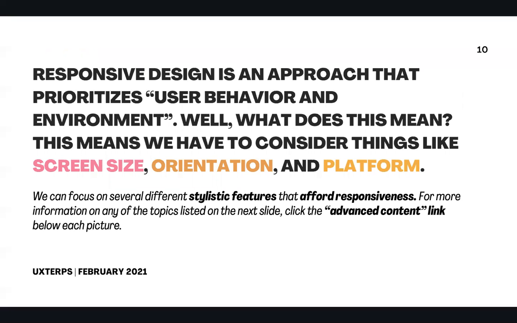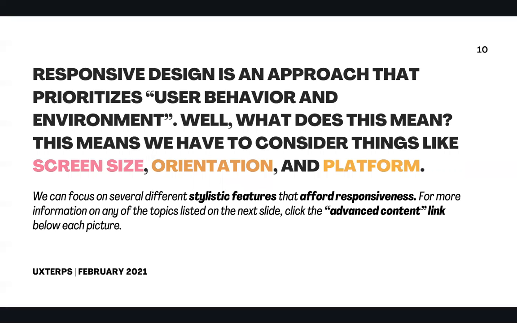So it's an approach that prioritizes user behavior and environment. So what exactly does this mean, right? Well, we can break this down into a few different things. We can consider things like screen size, so whether or not you're on a computer or on a phone or on a tablet, etc. Orientation, so are you looking at it horizontally, vertically, etc. And then platform, what actual browser are you looking at the website with?